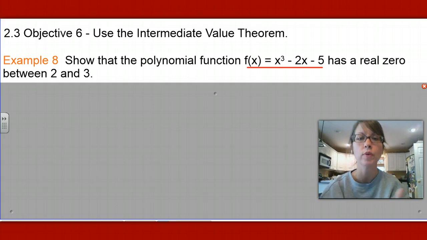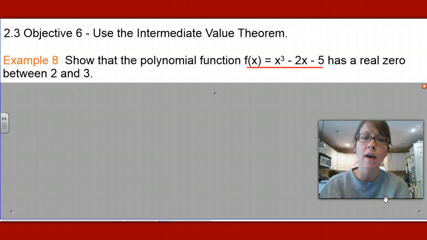Okay, so a real zero would mean that it has a visible x-intercept between x equals 2 and x equals 3. Okay, doesn't mean it doesn't have other zeros in other places, but the intermediate value theorem takes your perspective and narrows it to between two specific x values. In this case, x equals 2 and x equals 3.